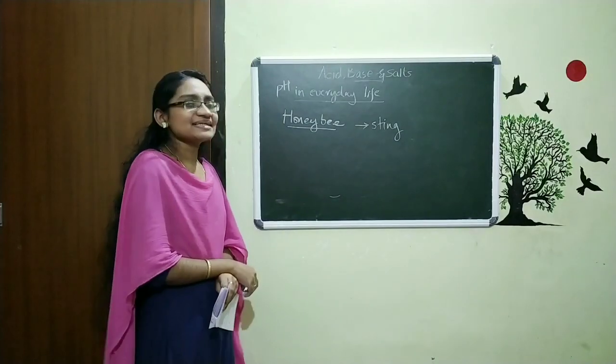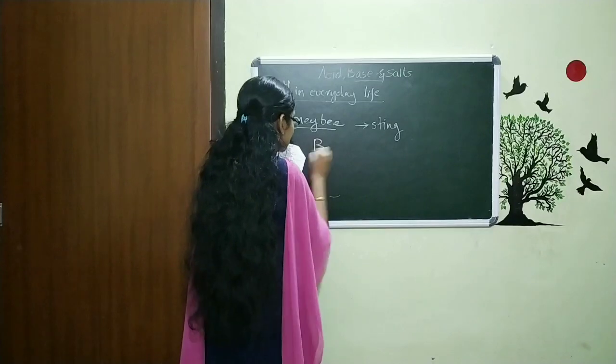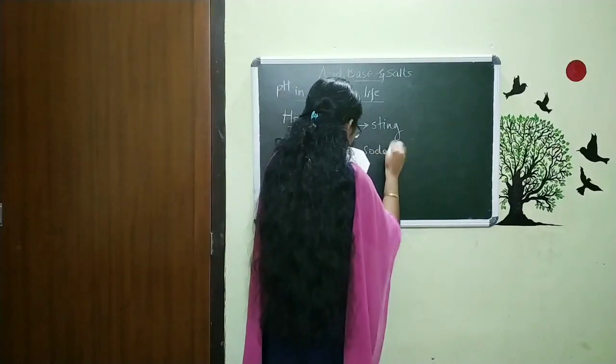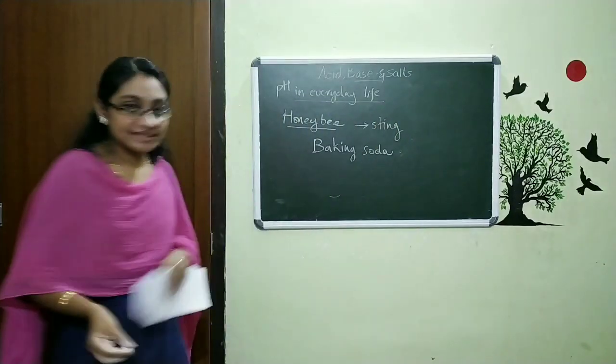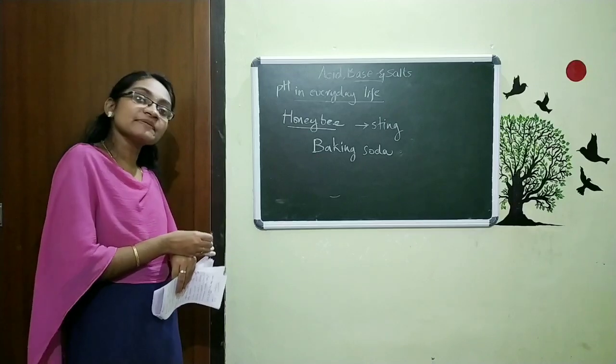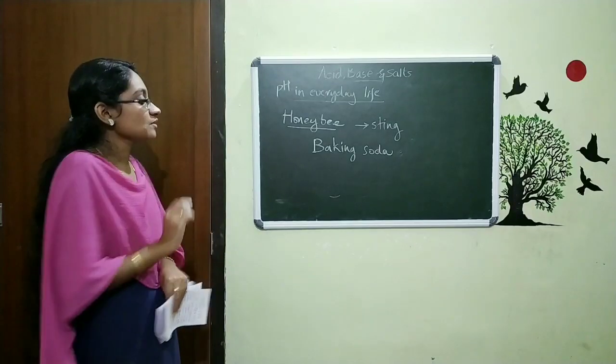And how can we cancel the effect? We can cancel the effect by applying baking soda on the stung area. That means when we rub the affected area with baking soda, the effect of the acid will decrease. That is about the honeybee.